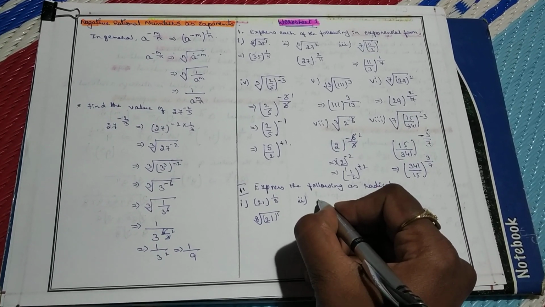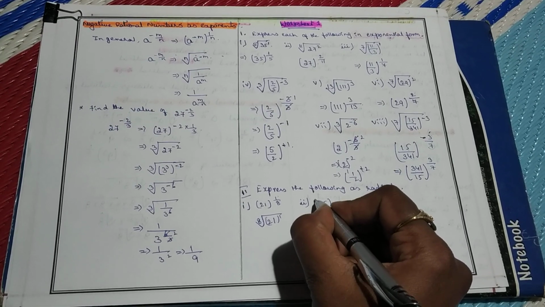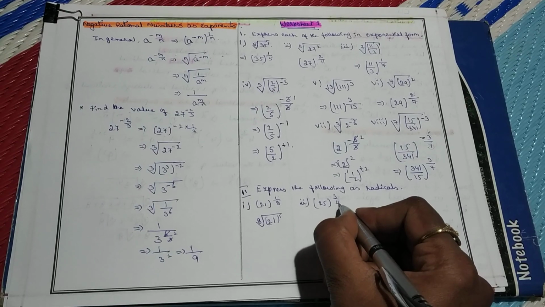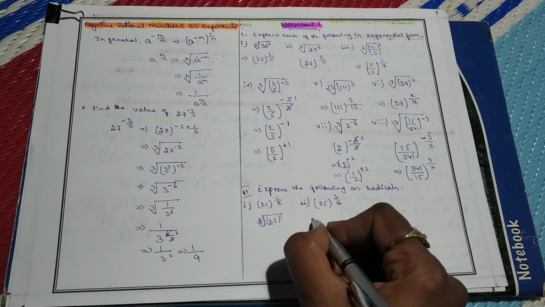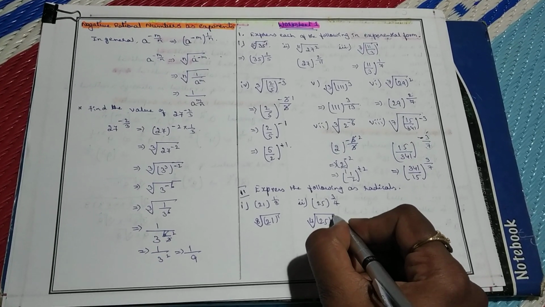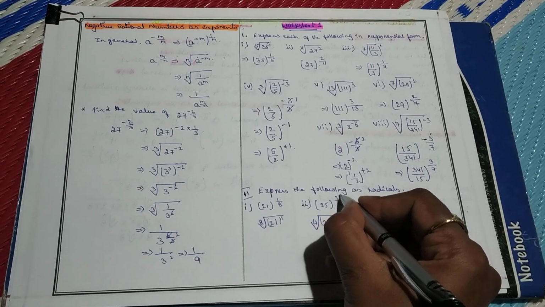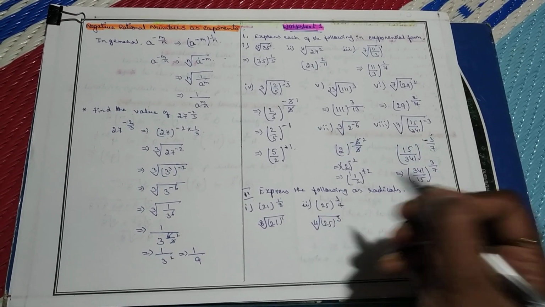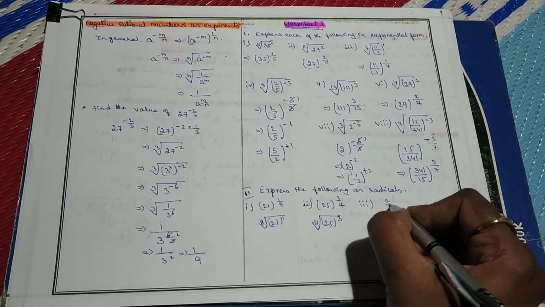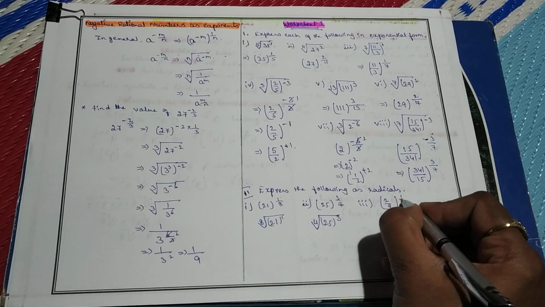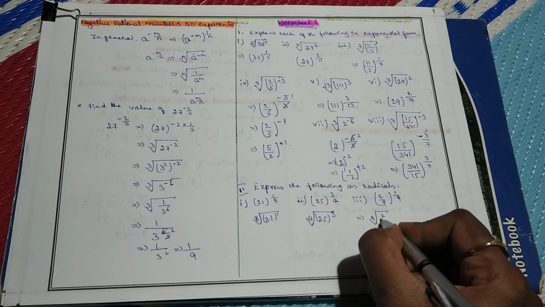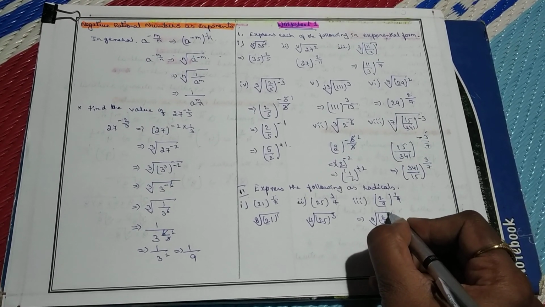So the second question is 25 to the power of 3 by 4. So here the index is 4. So I can write it as 4th root of 25 to the power of 3. Numerator will be the power and denominator will be the index. Third one, 2 by 9 whole to the power of 1 by 9. Then I can write it as 9th root of 2 by 9 whole to the power of 1. You can leave it also.